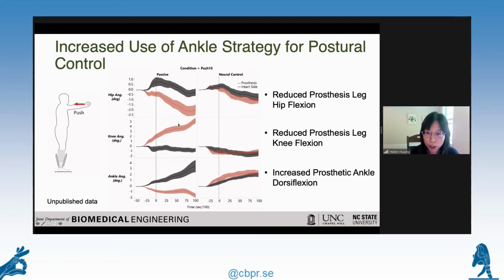But when you use the neural control, the hip doesn't move that much, just like the intact side, and then the strategy shifts to the ankle. So basically he shifts from using the hip strategy to the ankle strategy. This is a lot. That means he has more resources to stabilize himself. He would be able to use that ankle.